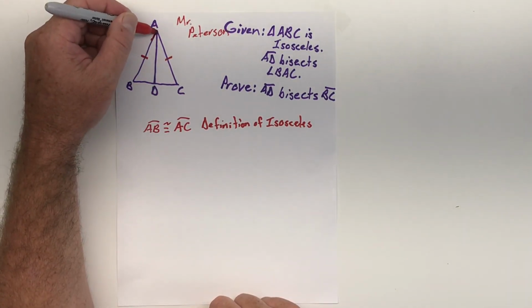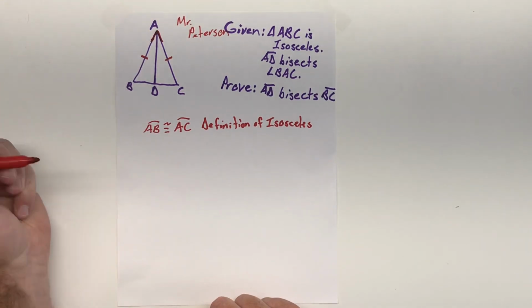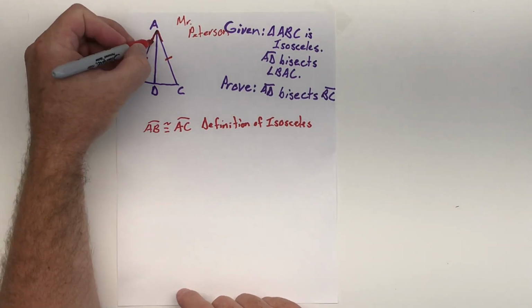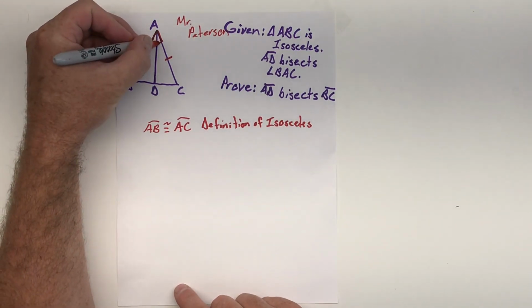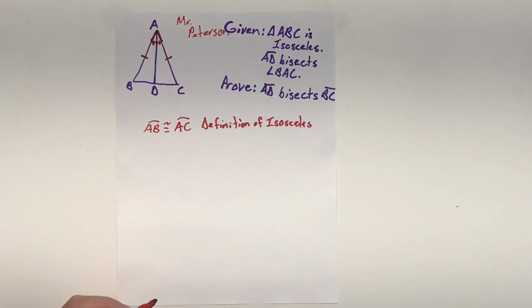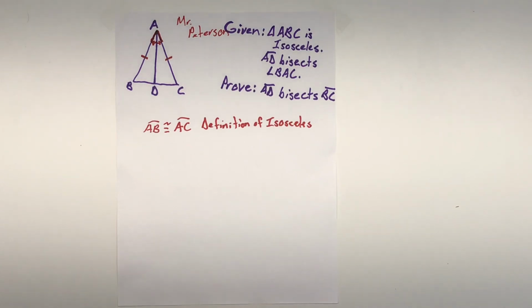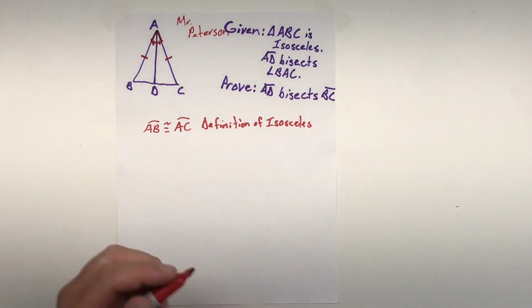And then the next given information is that AD, segment AD, bisects angle BAC. So angle BAC is this angle right there. And if AD bisects that, that means that this angle right here and this angle right there are the same. They are congruent because that is the definition of an angle bisector.